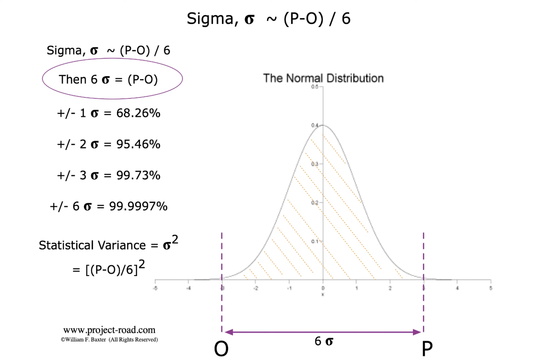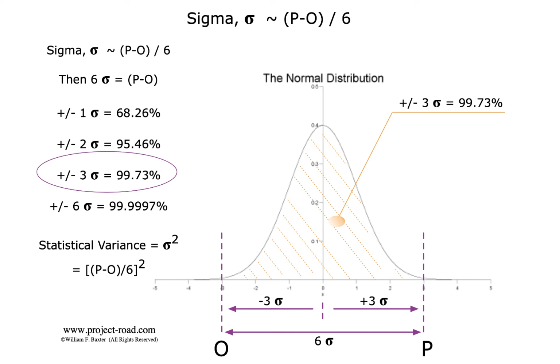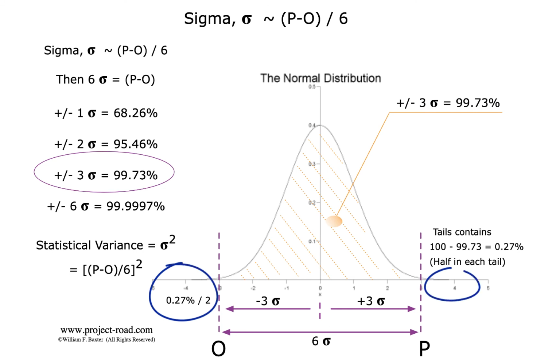And the normal bell-shaped curve is symmetric about the mean, so what we have here is plus or minus 3 sigma about the mean, which relates to that 99.73% confidence interval. So what this is saying is we've selected our pessimistic and optimistic estimates to encompass 99.73% of all possible outcomes, and the remainder is the other 0.27%, half of which is in each tail.